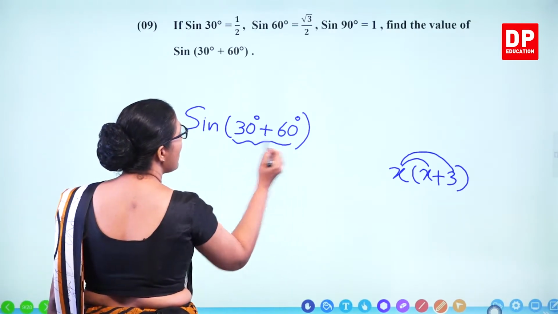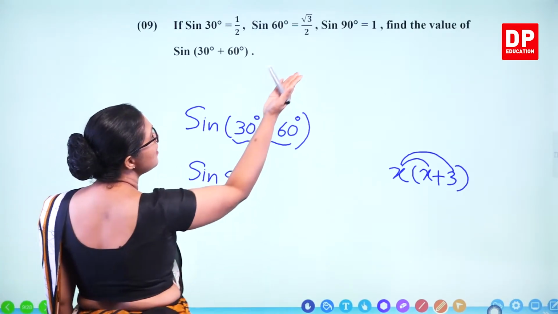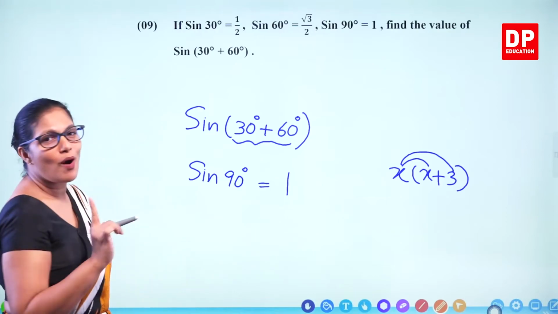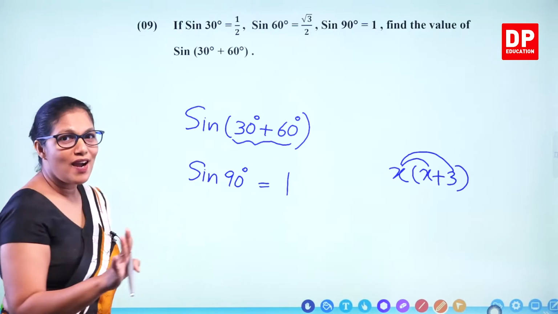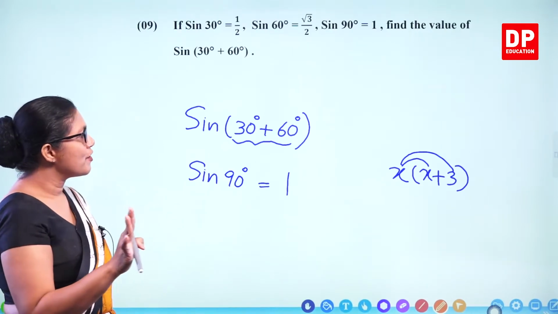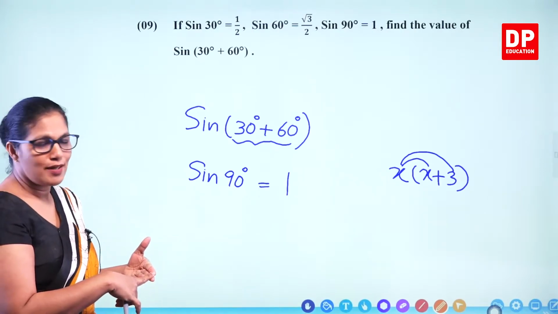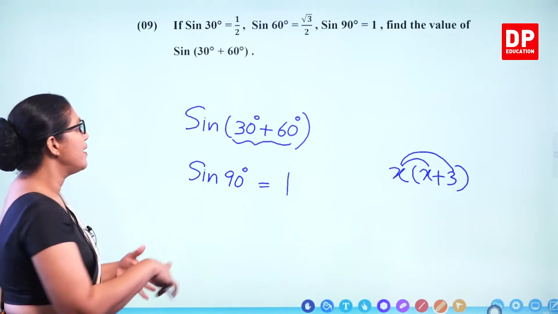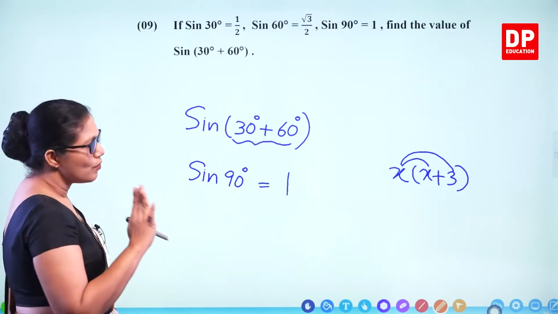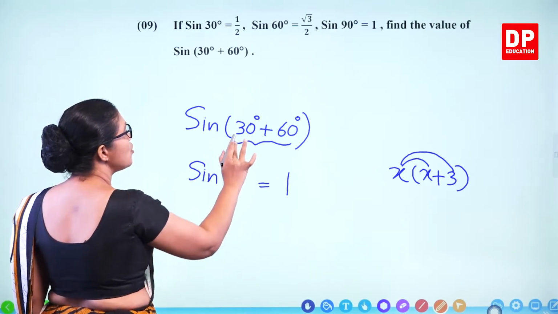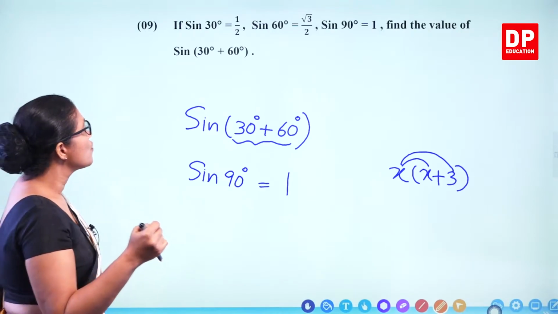So this is what you have to do. You have to just simplify 30 plus 60. That's 90. So what is the sin 90 value? That's 1. So don't try to expand. That's my advice when you have trigonometric functions like this, sine, cos, tan ratios. Don't expand. Sin 30 plus sin 60, that's wrong. So make sure that you are not doing that. Just add the 2, you get sin 90. Sin 90 value is given. That's 1. So 2 marks.